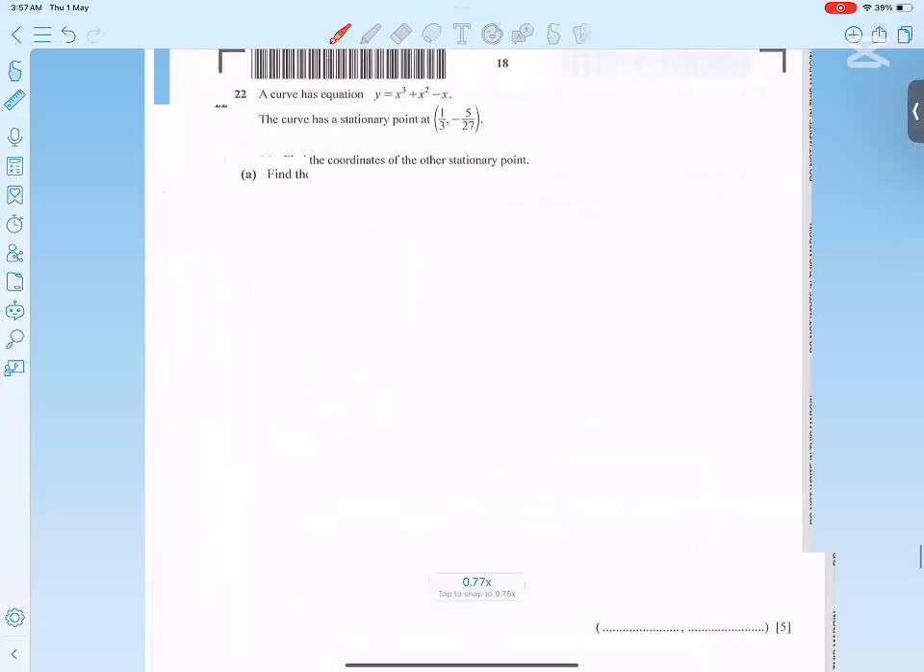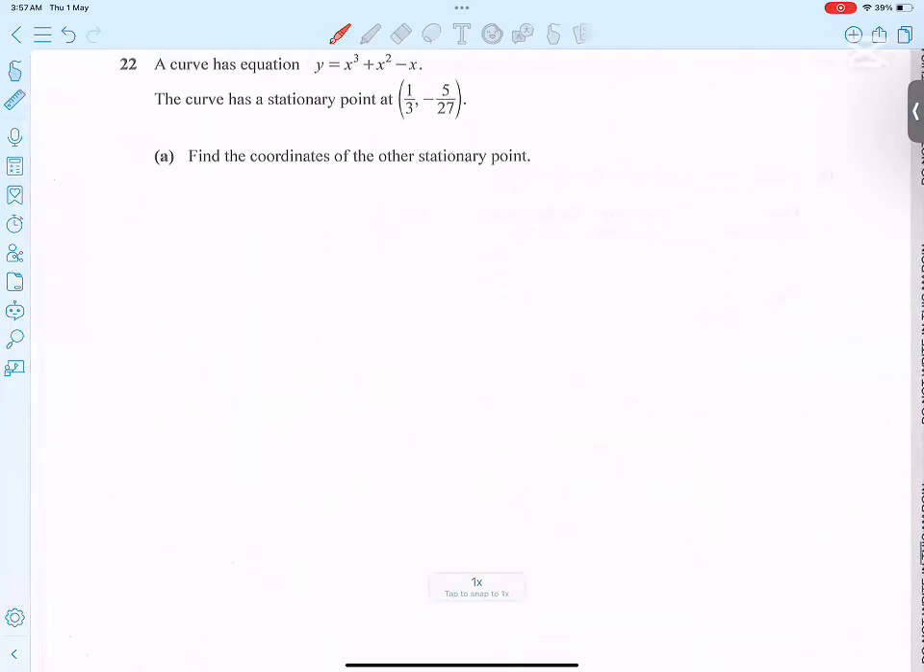Question number 22 gives this equation, and he's asking for the stationary point. What does stationary point mean? It is where the curve turns. Basically, we must know this. I will just give you some basic ideas.